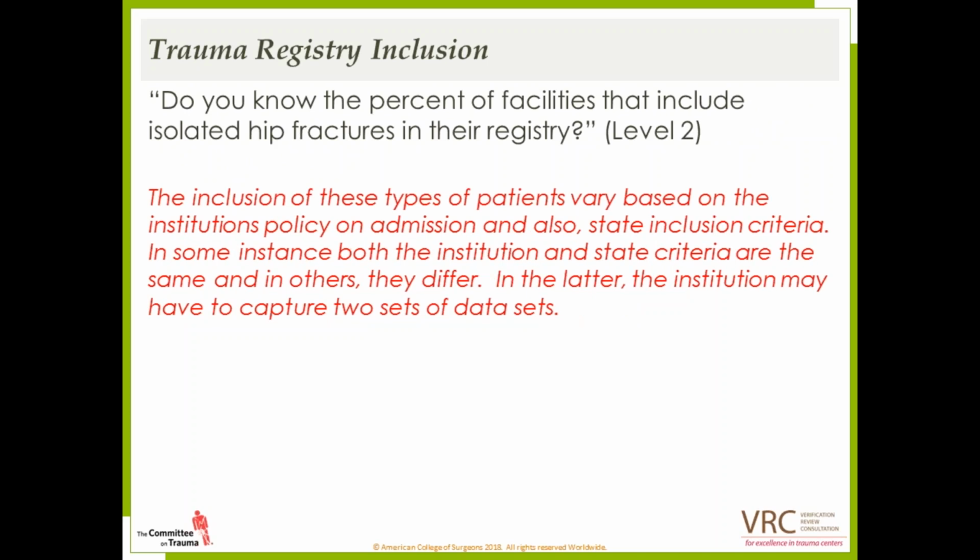All right, so another one for trauma registry inclusion. Do you know the percentage of facilities that include isolated hip fractures in their registry? So the inclusion of these types of patients varies based on the institution's policy on admission and also state inclusion criteria. So your state might require different things. In some instances, both the institution and state criteria are the same, and in others they differ. In the latter, the institution may have to capture 2 sets of data.